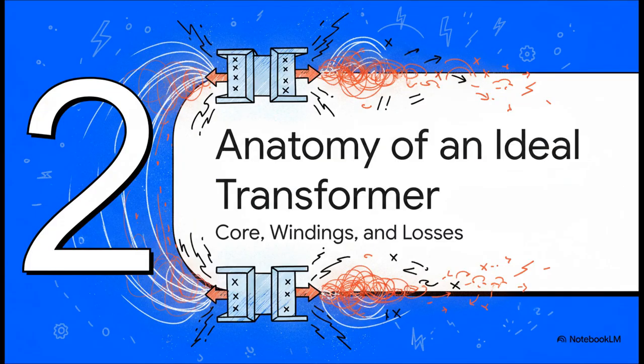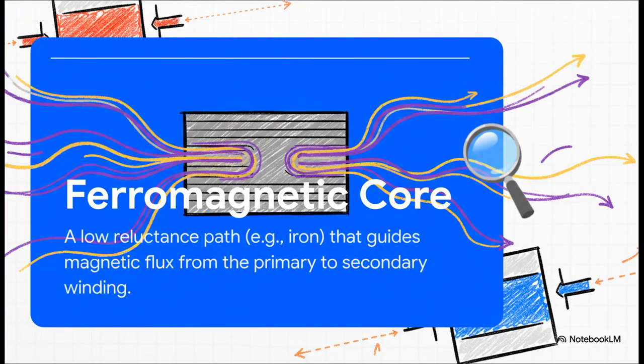Okay, so now let's see how we can take that principle and build it into the idealized model of a transformer. We'll focus on its essential components and, of course, the inherent challenge of energy loss. At the heart of it all is the ferromagnetic core. This is the critical pathway. It provides a path of really low magnetic reluctance. You can think of it as the magnetic equivalent of low resistance in an electrical circuit. It's basically a superhighway for guiding the magnetic flux from the primary to the secondary winding, making sure you get maximum linkage and you minimize any wasteful leakage.